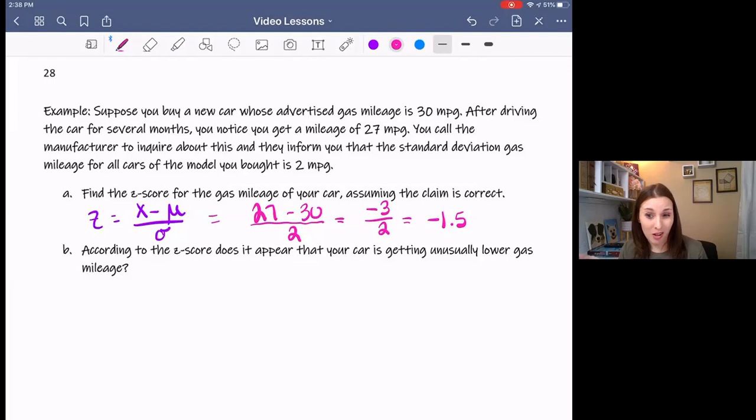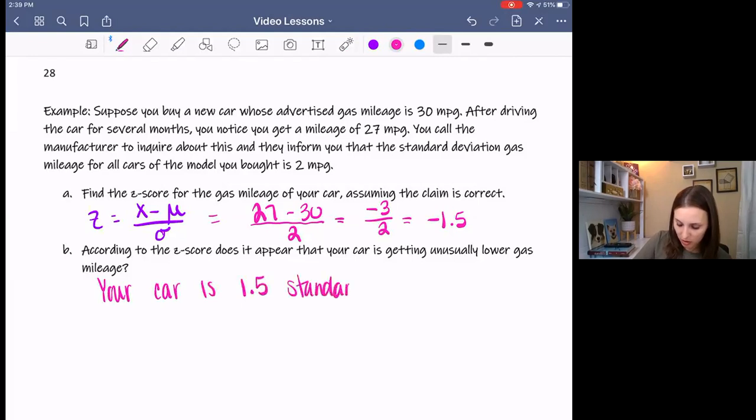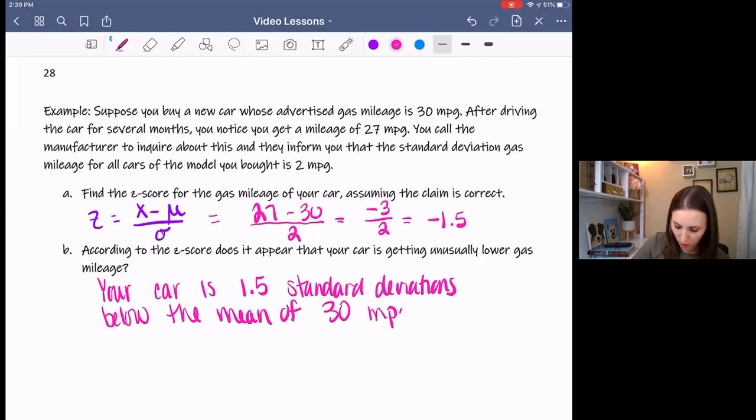What is that number? Is it miles per gallon? Is it standard deviation? What does it mean? Negative 1.5 means that your car is 1.5 standard deviations above or below? Below the mean of 30 miles per gallon.